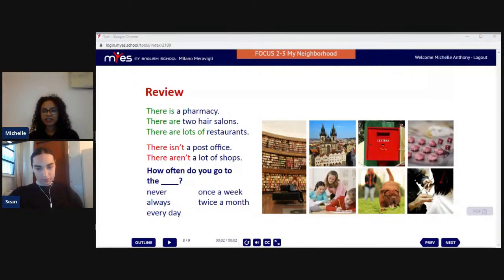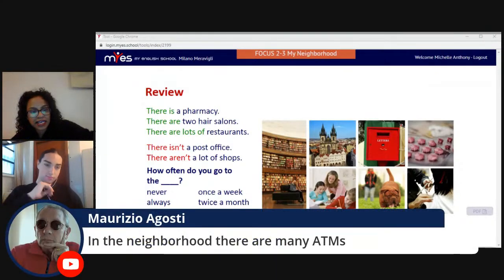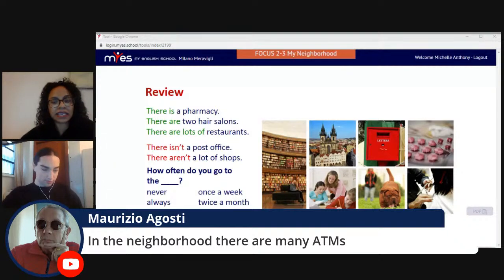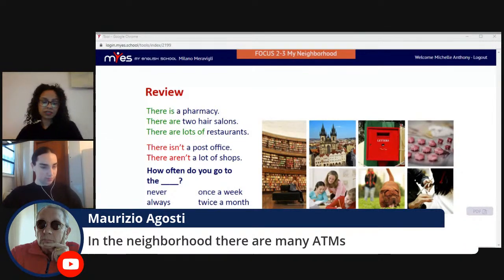Okay, guys, write to us and let us know what is there or what isn't there in your neighborhood. Mauricio says in the neighborhood there are many ATMs. Absolutely. Another word for cash machine is ATM.